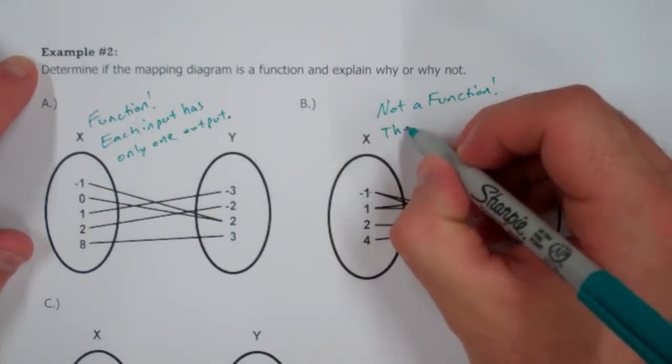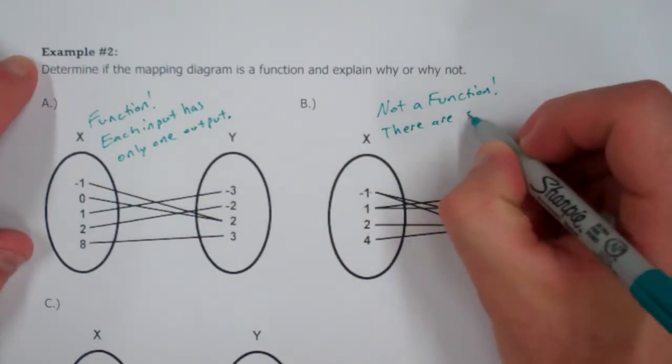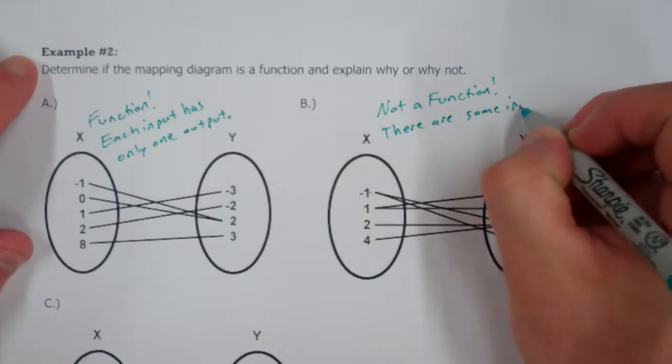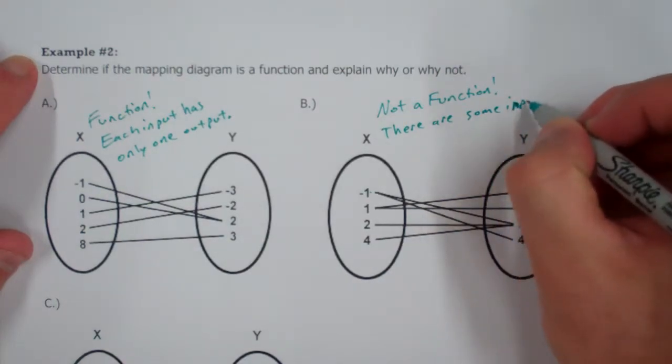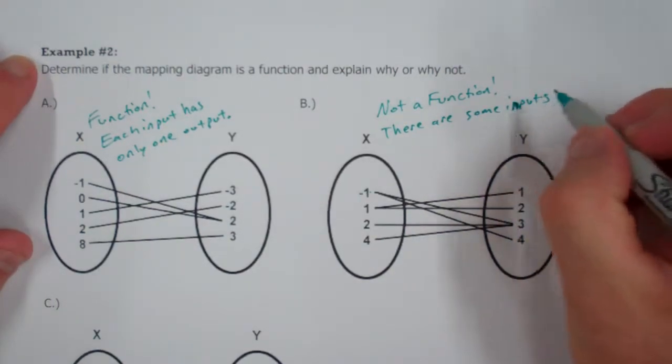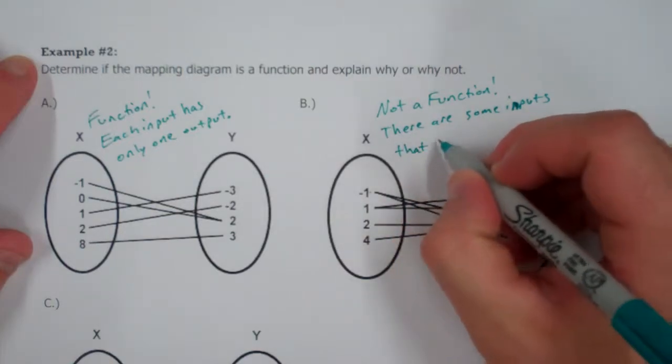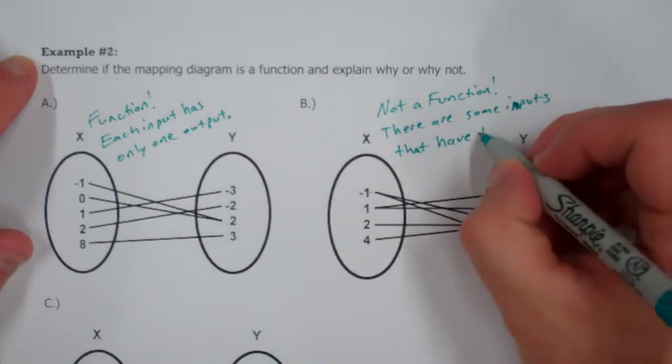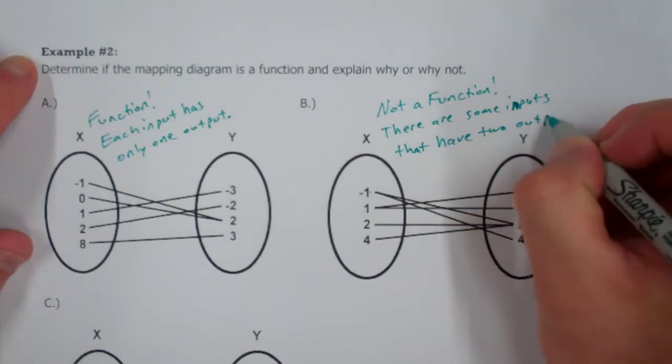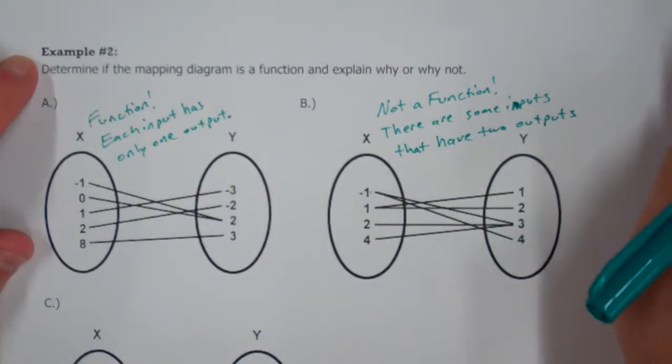And we could say there are some inputs, oops, that's supposed to be an N there, some inputs that have two outputs. Not cool for functions.